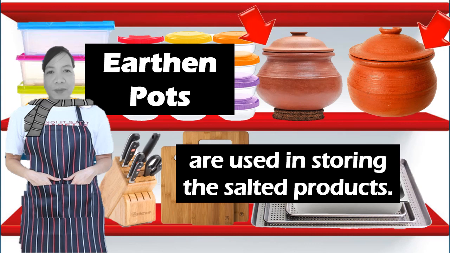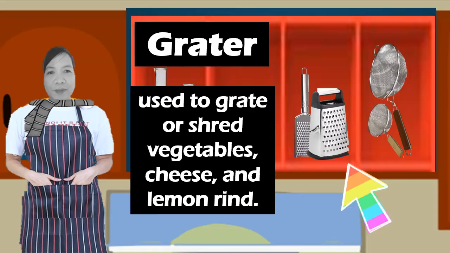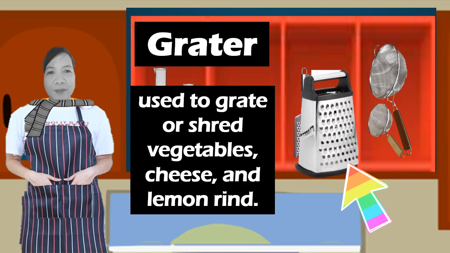Earthen pots. These are used in storing the salted products. Salted products like fish or egg. Our next tool is grater. Grater is used to grate or shred vegetables, cheese, and lemon rind.